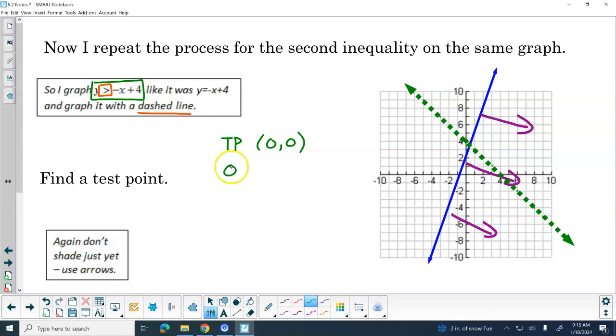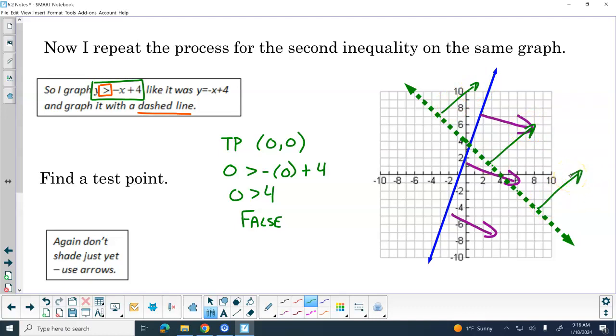So that's going to be 0 greater than negative 0 plus 4. 0 is 0. Negative 0 is 0. Plus 4 is 4. Is that a true statement or is that a false statement? That is a false statement. The alligator likes to eat the bigger number, and 4 is bigger than 0. So that means that I'm going to shade this way.